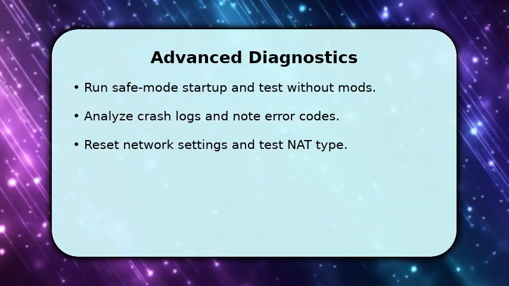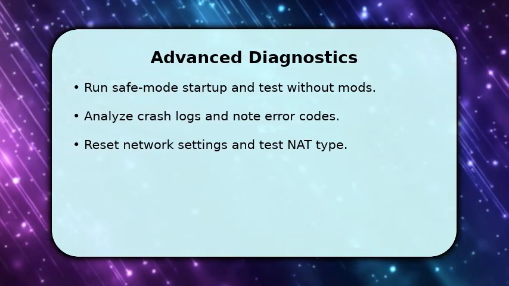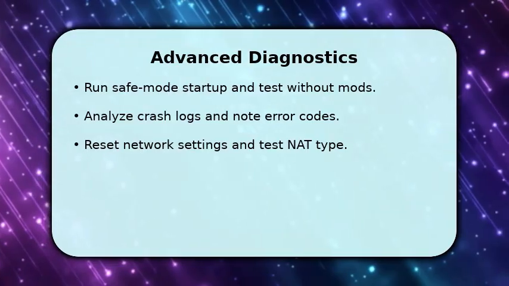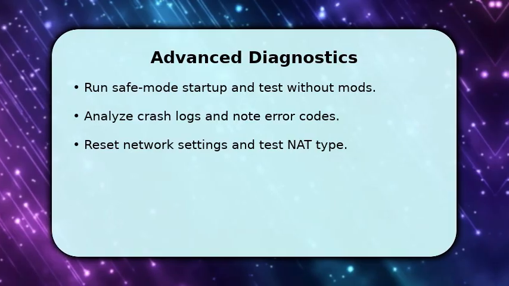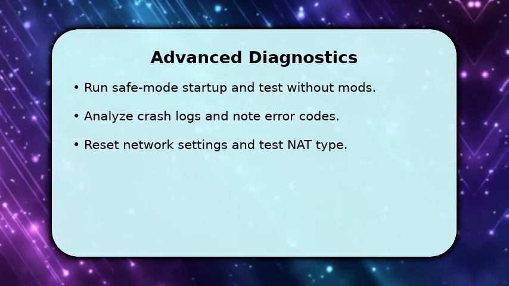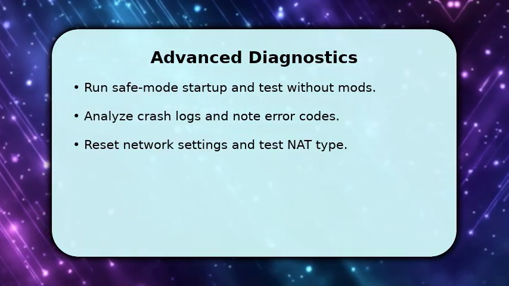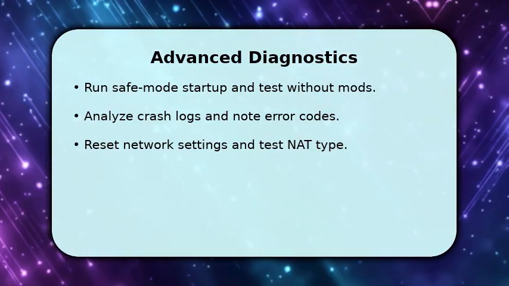Now you move into diagnostic work. Boot Rust in safe mode or strip startup to isolate mods or overlays. If crashing persists, extract crash logs and record error codes. Those codes reveal memory faults or shader issues.